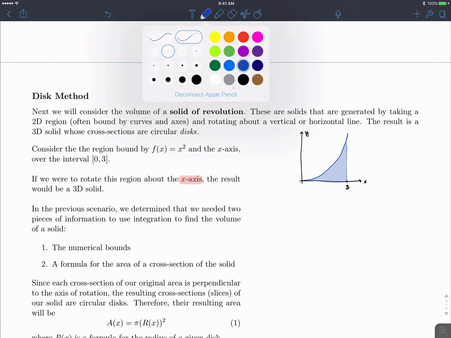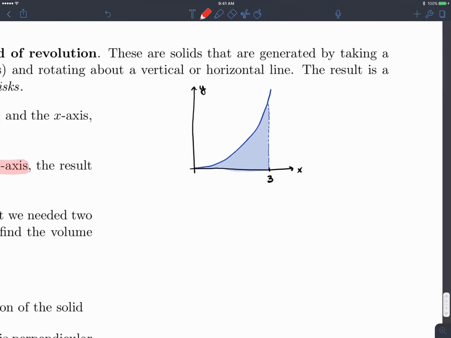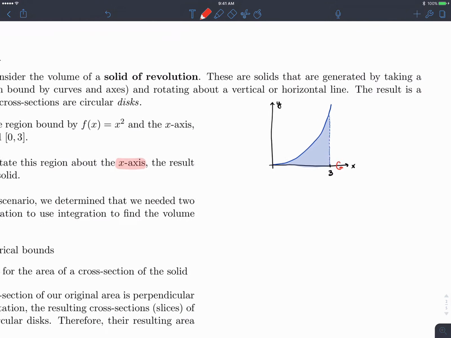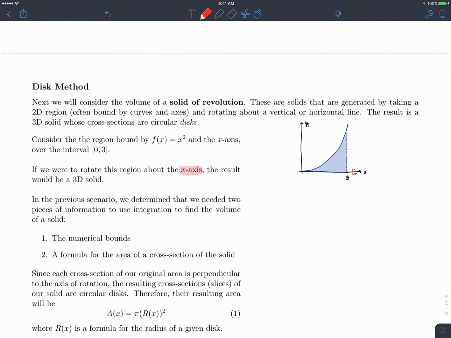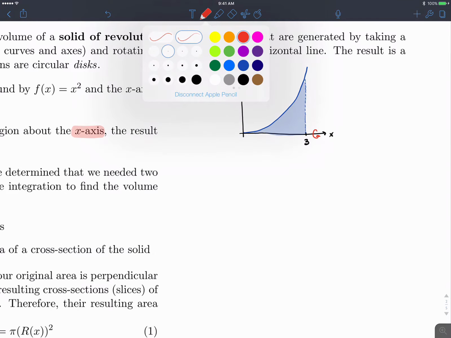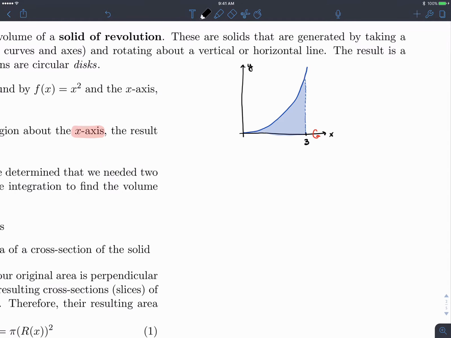Oftentimes, what we do when we're dealing with solids of rotation is we start with this two-dimensional area, and then we draw a little arrow around the axis that we're going to rotate about. All right, so again, we're going to have to test our drawing abilities here, and it's not going to be perfect, but hopefully it'll make sense. If we did rotate this, then here's the scenario that we may be looking at.